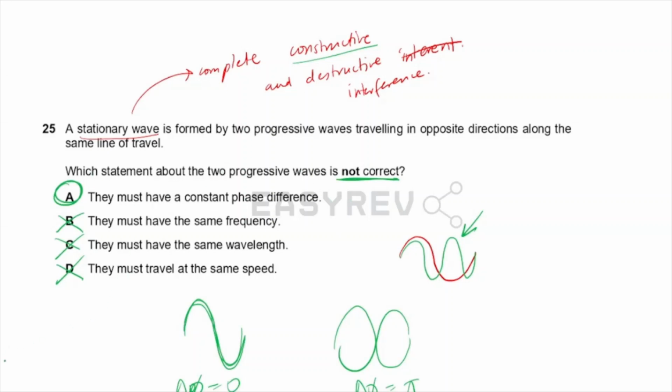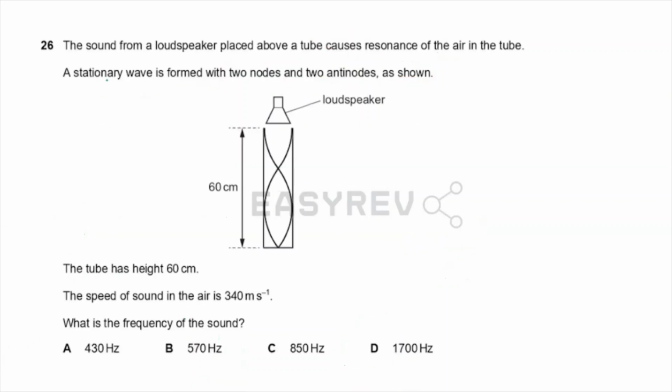Next we have question 26. The sound from a loudspeaker placed above a tube causes resonance of the air in the tube. A stationary wave is formed with 2 nodes and 2 antinodes as shown. The tube has a height of 60 centimeters. The speed of sound is given. What is the frequency of the sound?